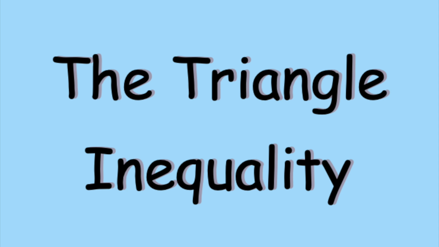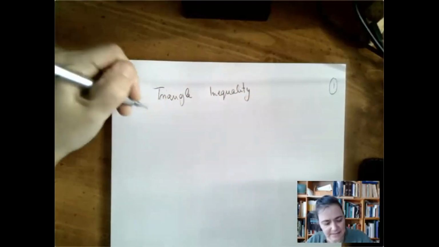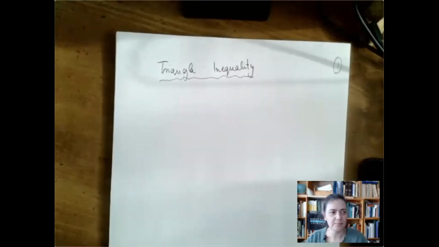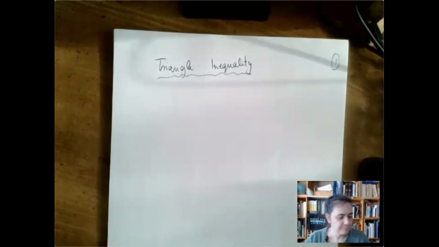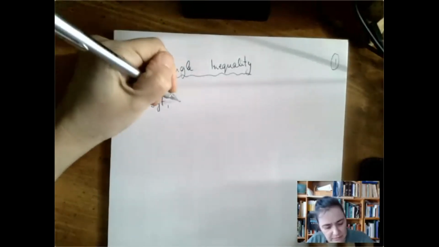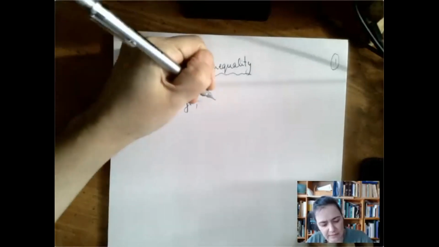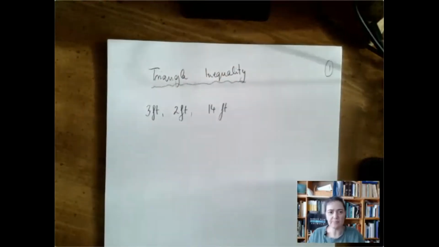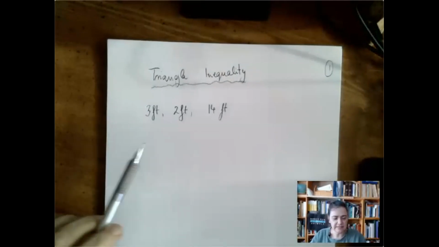So, the triangle inequality. Sadly, it's a very well-kept secret, but it shouldn't have to be. So if I give you three lengths, say 3 feet, 2 feet, and 14 feet, the question is: is it possible to draw a triangle where these are the side lengths?